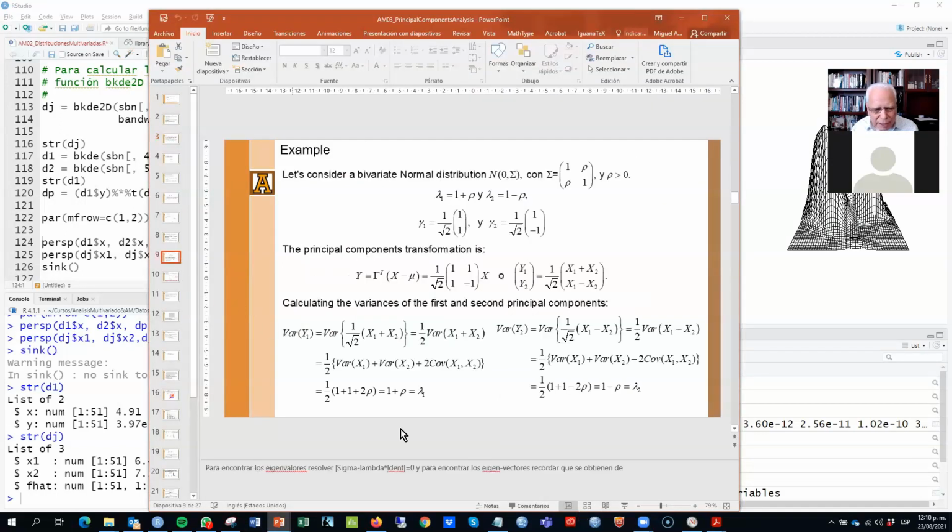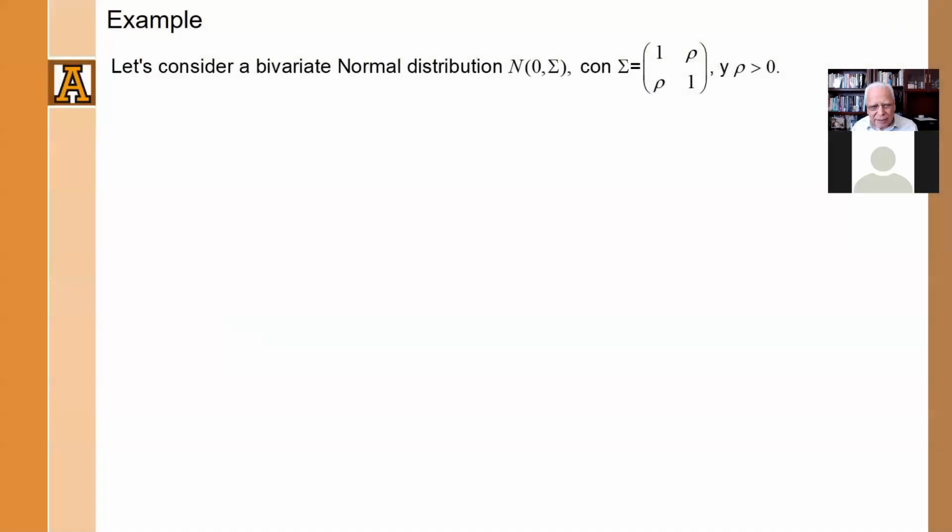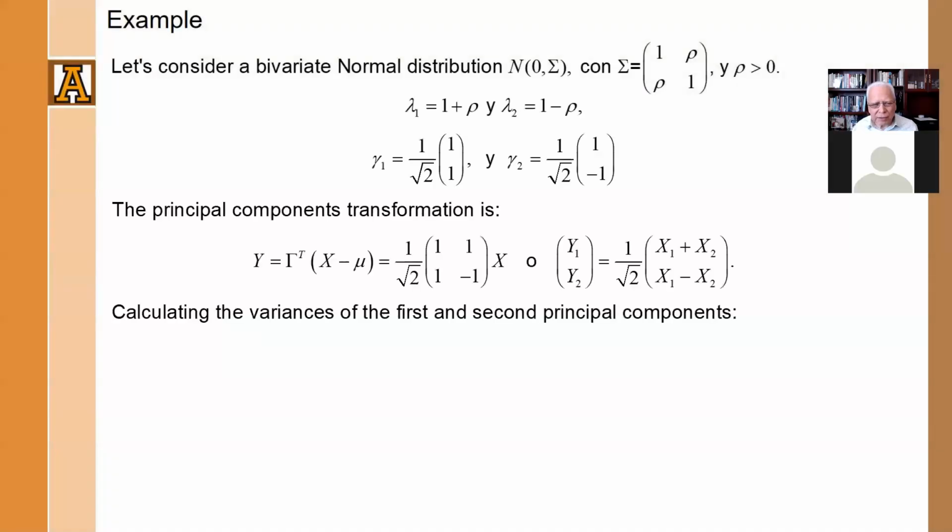That's where we were. So those are the eigenvalues and the eigenvectors. Now, the principal component transformation is this one here. So y1, which is the principal component, will be equal to 1 over square root of 2 times x1 plus x2, and y2 equals 1 over square root of 2 times x1 minus x2. And that translates everything to a new set of axes, where the first axis is the first eigenvector, and the second axis is this one.